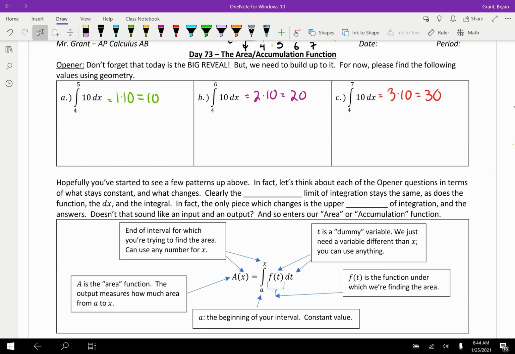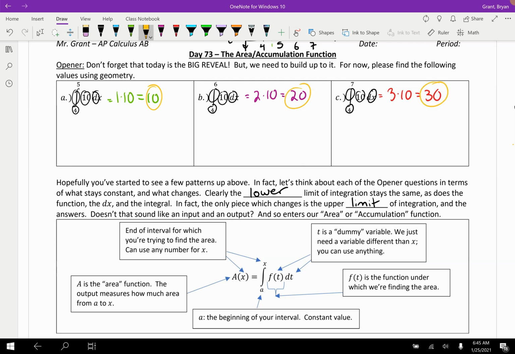Let's start by thinking about what stays the same, what stays constant, right? We should definitely notice that this lower limit of integration stays the same. We're always going from 4 to some value. Also, the function, of course, stays the same. The dx stays the same. The integral stays the same. In fact, what are the only two differences? Well, the only thing that changes in what was typed on your paper is the upper limit of integration. However, there is one other thing that changes each time, and the one other value that changes is the answer.